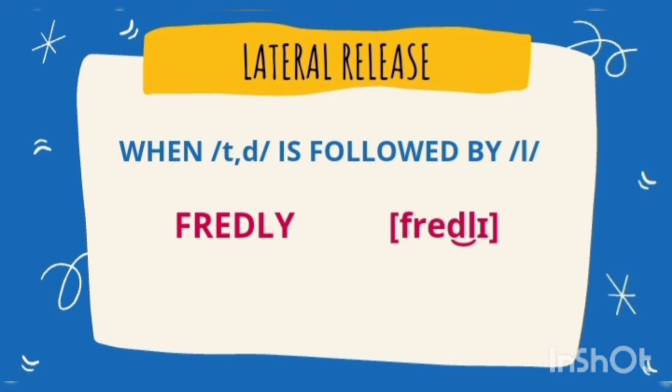The last type of release is lateral release. It occurs when the sounds T and D are followed by the lateral sound L. This stage consists in the lowering of one or both sides of the tongue, while keeping the stop between the tongue tip and the front part of the alveolar ridge.